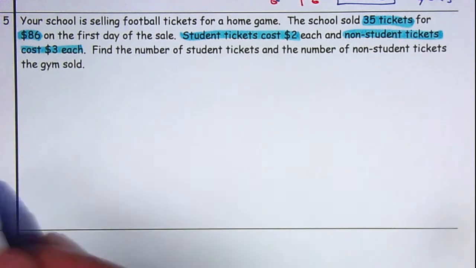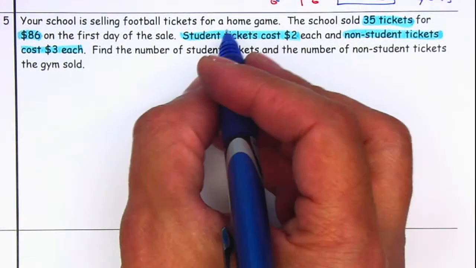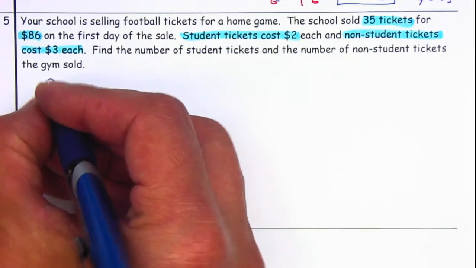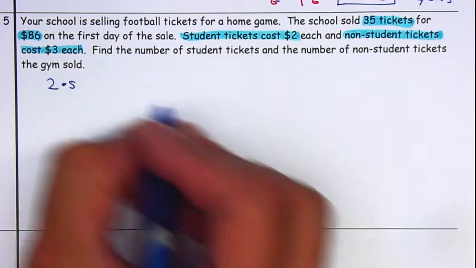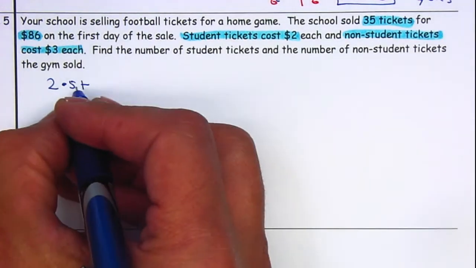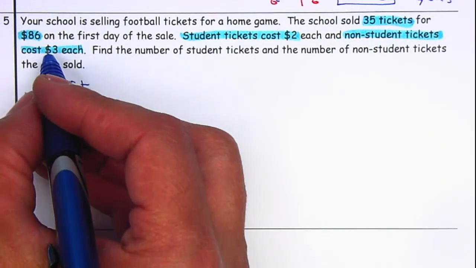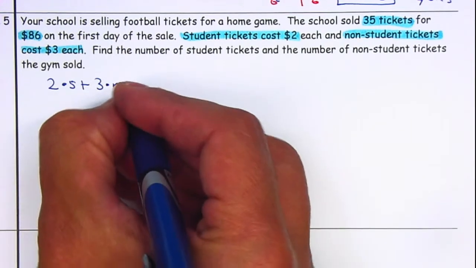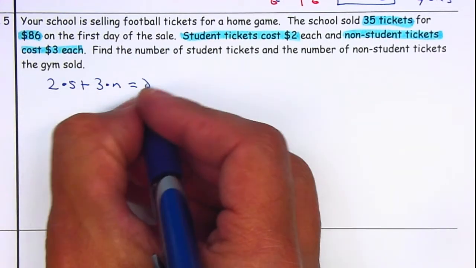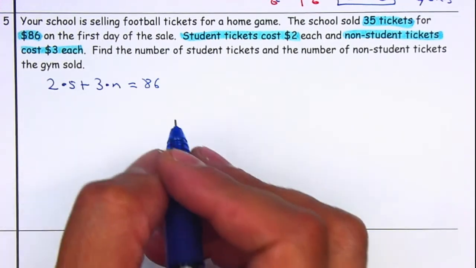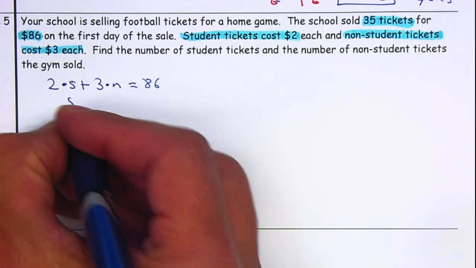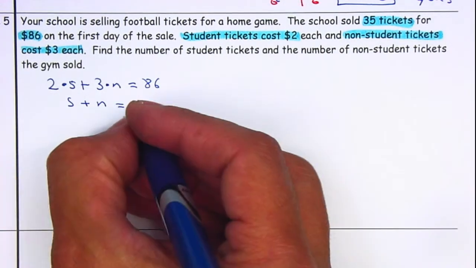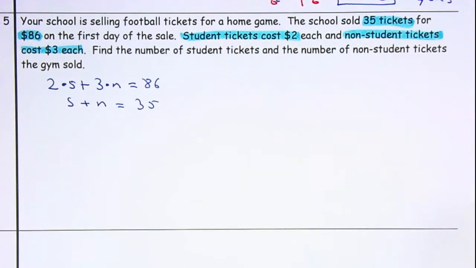Same thing, we can write down money, money, money. So the number of students that they sold times 2, so it'll be 2 times the number of student tickets, S, plus the number of non-student tickets times 3, because each one's $3. So 3, and let's call that N, is equal to money, money, money, so it'll be $86. That's how much money they made on the tickets. Then the second equation will be S plus N is equal to how many tickets they sold? 35. And now we just solve the equation.